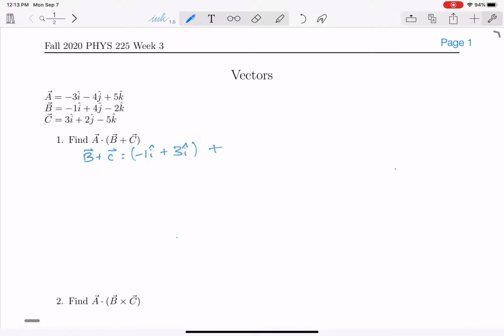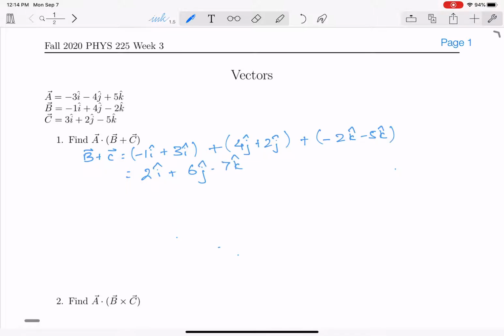Similarly, you do the same thing with the y component, 4j plus 2j, plus negative 2k, negative 5k. Okay, so that becomes 2i hat plus 6j hat minus 7k hat.